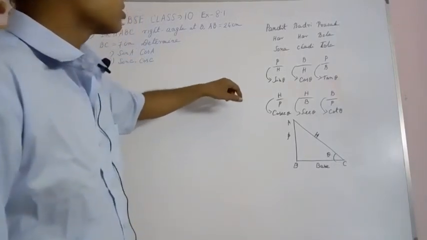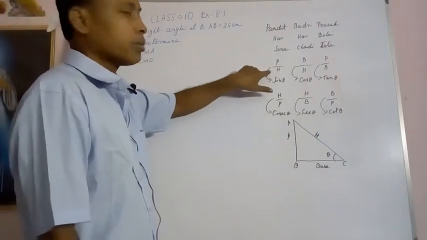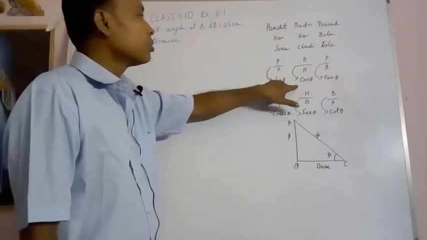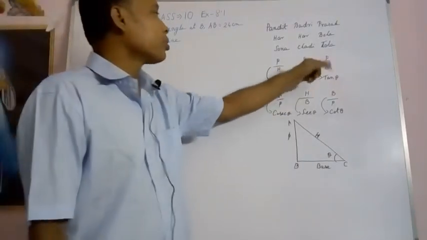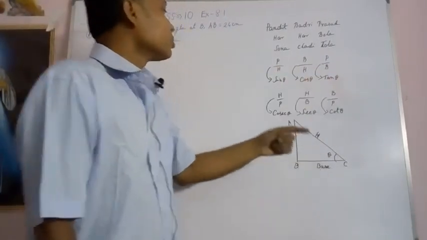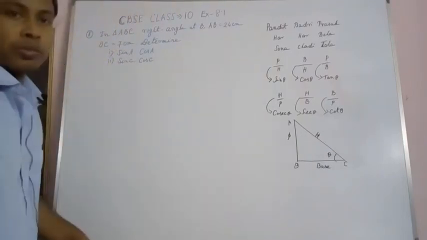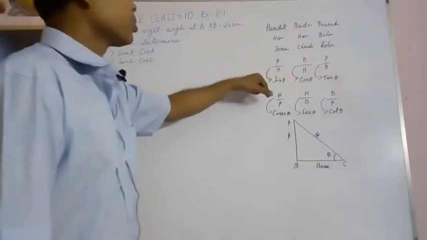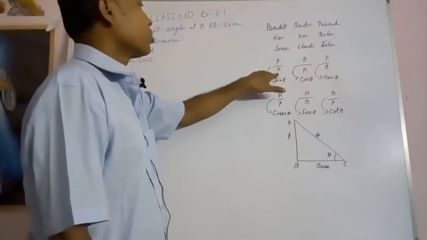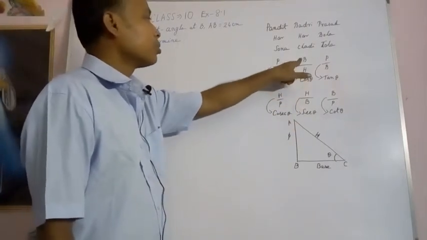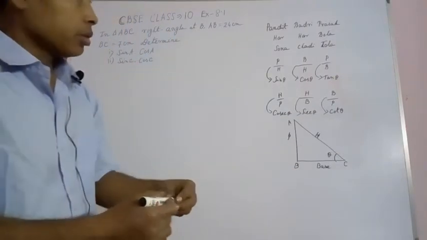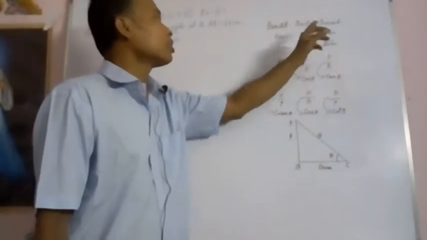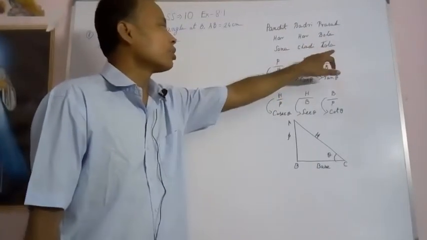We know that sin theta is equal to what? Perpendicular by hypotenuse. Cos theta is equal to what? Base by hypotenuse. Tan theta is equal to perpendicular by base. In the other way you can remember it. Sin theta is equal to perpendicular by hypotenuse, cos theta is equal to base by hypotenuse, and tan theta is equal to perpendicular by base. That is Pandit Badri Prasad har har bole sona chandi tole.